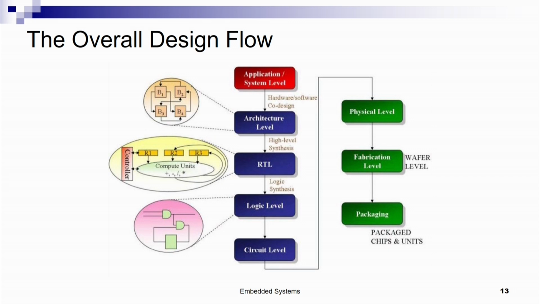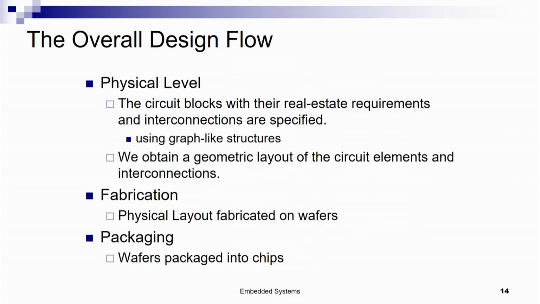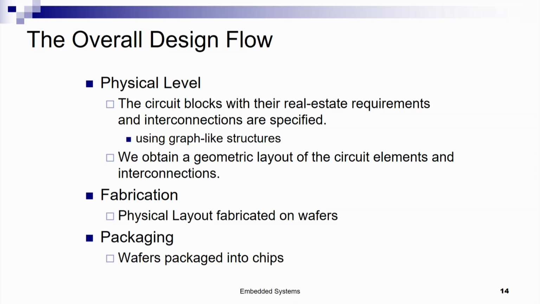After the circuit level comes the physical level design. At the physical level, the circuit blocks with their real estate requirements and interconnections are specified. So, once we have the transistor level design, we have a fairly good idea as to what will be the area taken by this design on the FPGA floor. Once we have an idea of the amount of space that it will take on the FPGA floor, we have its real estate requirements estimation.